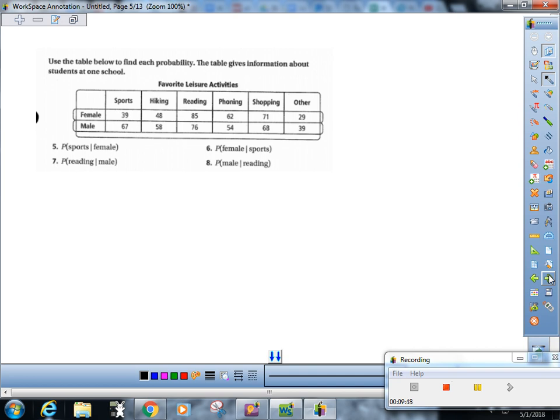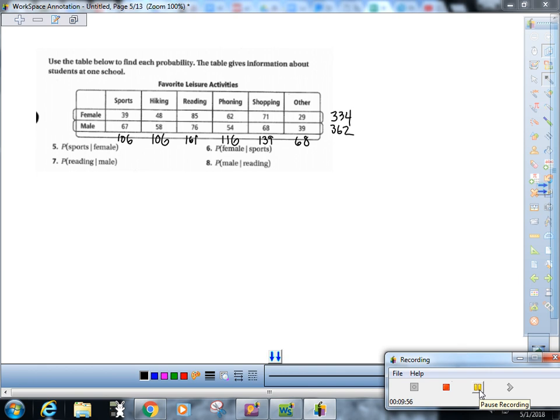How many females? Did you happen to add these up yet? I'm going to pause the video. We'll do some addition. Okay, so we've resumed the video, and what we've done is gone through and added our rows and added our columns, and that's really the hard part.